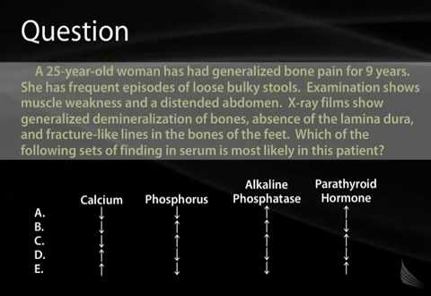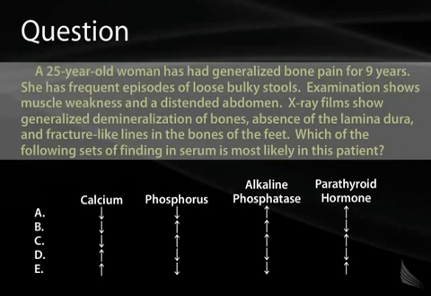Here's another question that tries to highlight the actions of vitamin D. A 25-year-old woman who has had generalized bone pain for 9 years. She's had frequent episodes of loose, bulky stools. Examination shows muscle weakness and distended abdomen. X-ray shows a generalized demineralization of the bones, absence of the lamina dura, and fracture-like lines in the bones of her feet. Which of the following sets of findings is most likely in this patient?